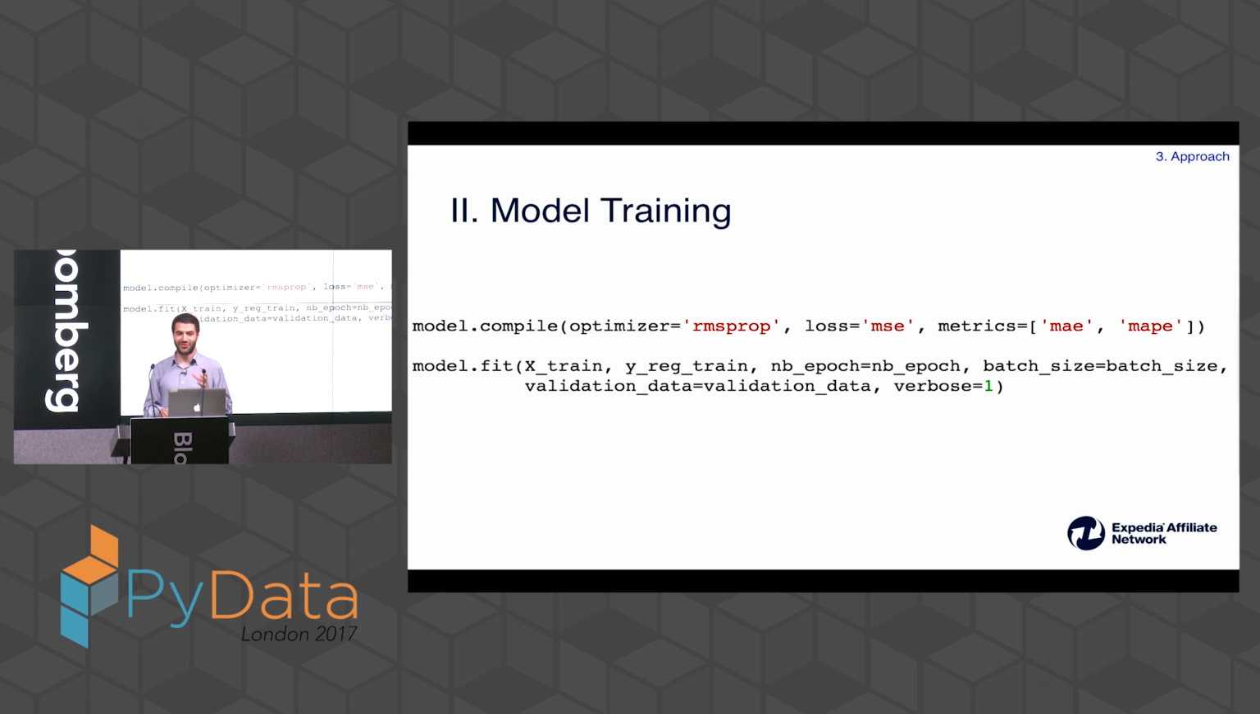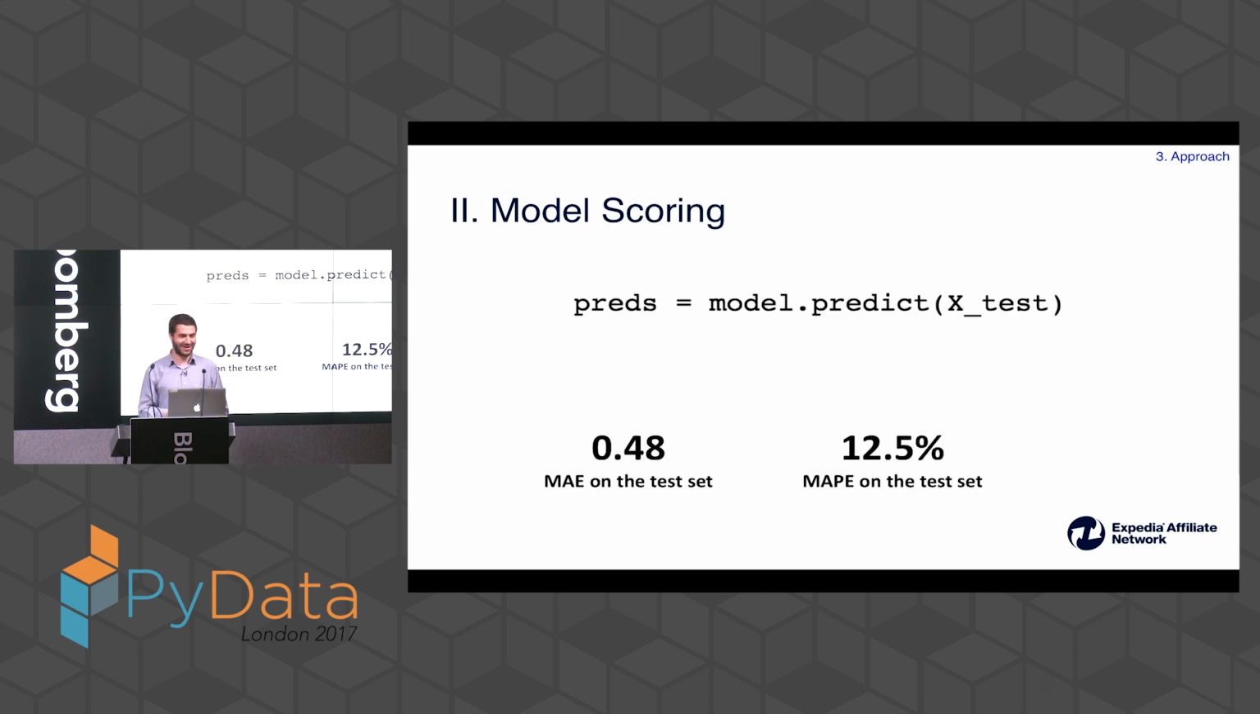So after you train, you can test it or run it. And that's essentially calling predict. And using this model, we got a 0.5 mean average error on our test set, on a scale of 1 to 10. And in terms of percentage, there's about a 12.5% error.